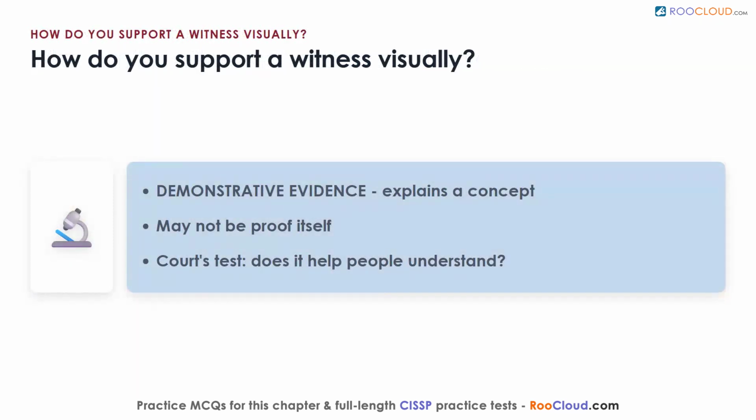How do you support a witness with a visual aid? You use demonstrative evidence. This is material that helps a witness explain a concept or clarify a confusing point. It may not be admitted as proof itself, but it makes the testimony land. A diagram of how a flood of traffic overwhelmed a server can turn a tangle of jargon into something a jury actually grasps. The trial court decides whether to allow it, guided by one simple test. Does it genuinely help people understand the case? Picture a whiteboard sketch that finally makes a hard idea click.